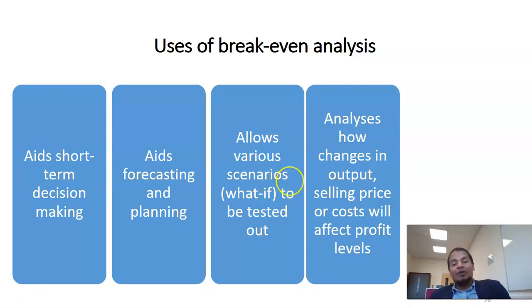For example, if variable cost changes, what will happen to the profit? What will happen to the break-even point? What will happen to the margin of safety? We can analyze based on this analysis. If sales price increases, if sales price decreases, if variable cost increases, if variable cost decreases, if fixed cost increases, if fixed cost decreases, what will happen? So in different scenarios, we can use break-even analysis.